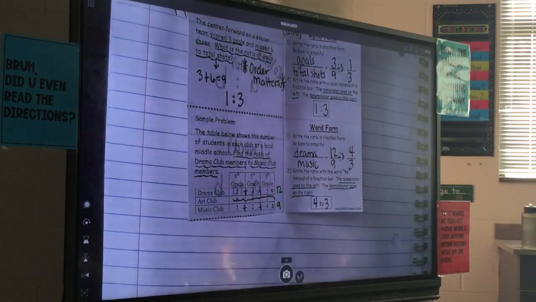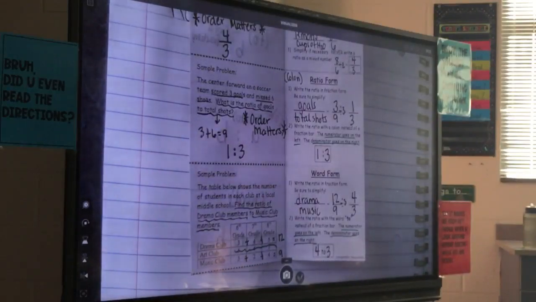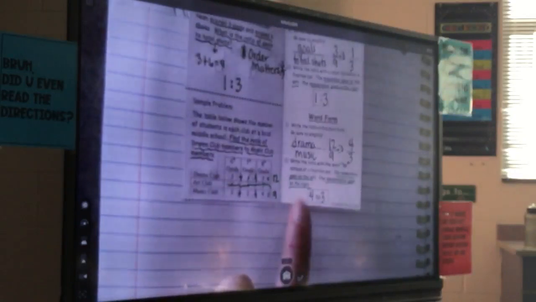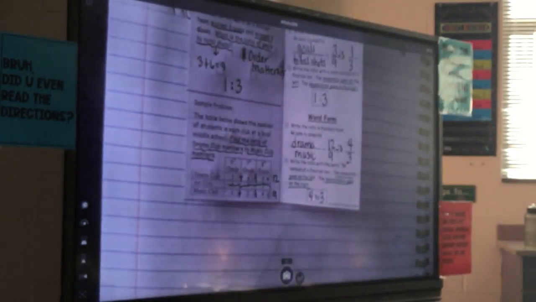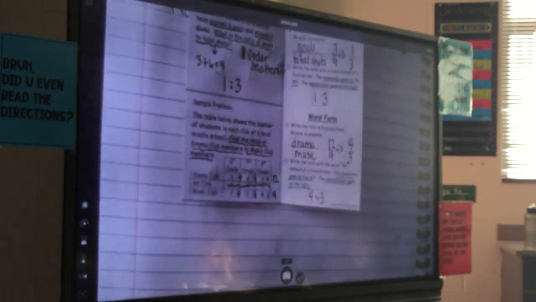The biggest thing that you are going to struggle with when it comes to ratios is making sure you're putting it in the right order and that you're finding the right numbers. Because, for example, the second one you got to add because it's asking for total shots. Down here, you have to add all the students in the clubs. Okay, so that's going to be the hardest part about ratios. Other than that, ratios is pretty straightforward. There's not a whole lot that goes into it.